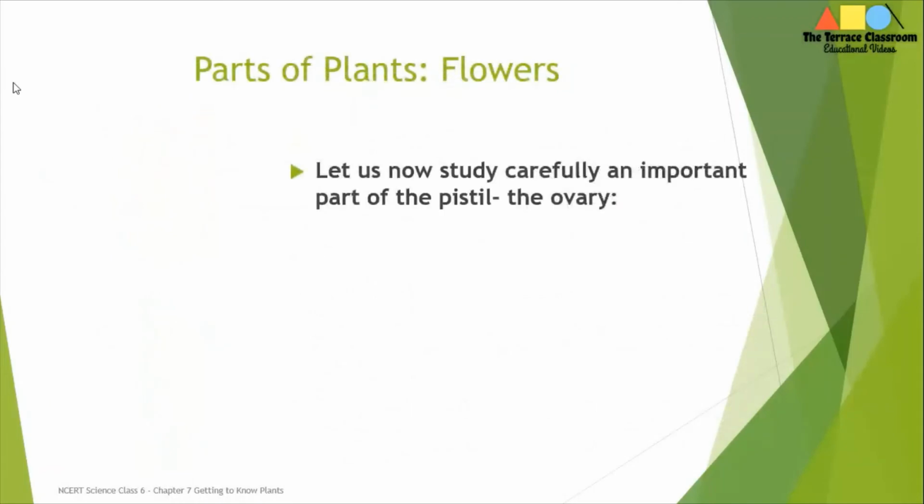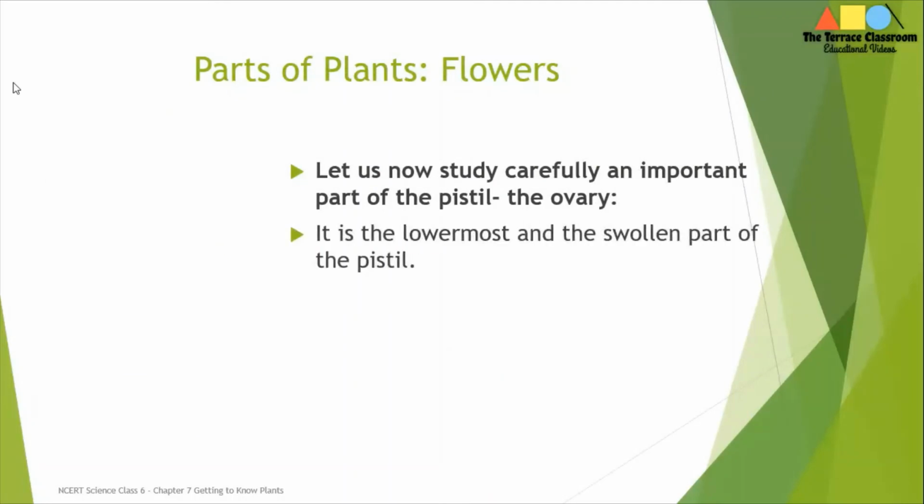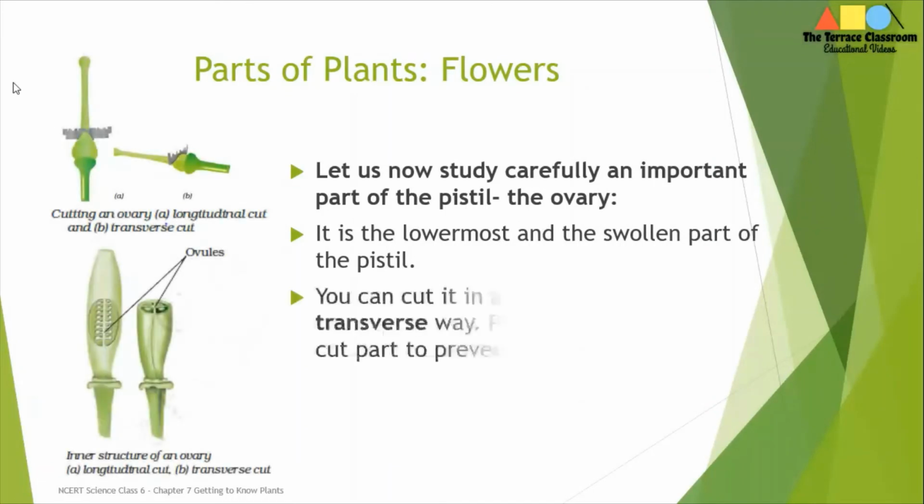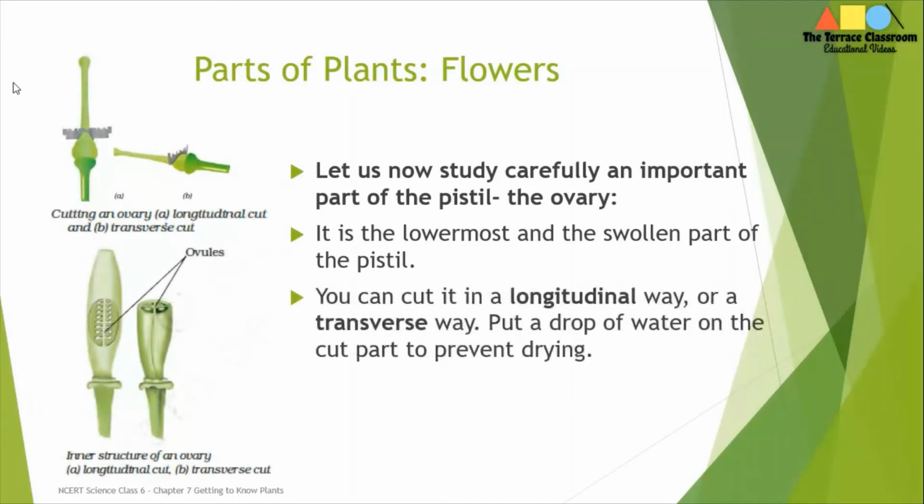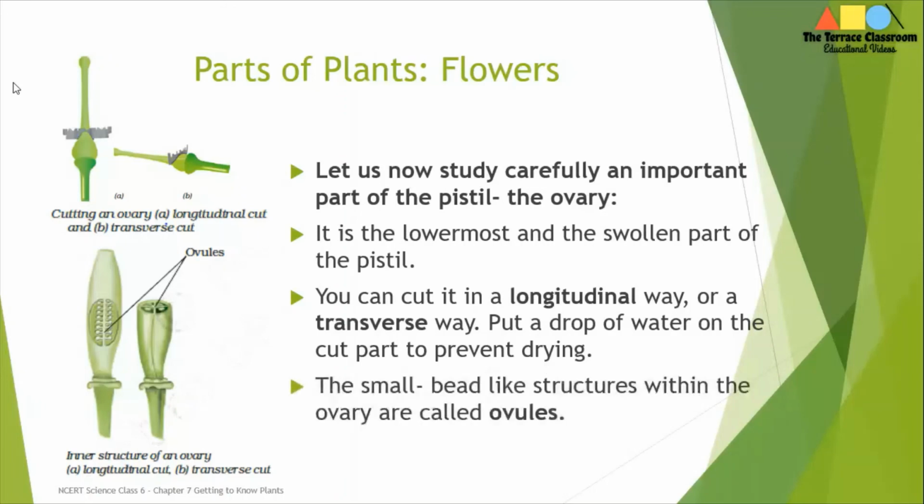Let us now study carefully an important part of the pistil, the ovary. It is the lowermost and the swollen part of the pistil. You can cut it in a longitudinal way or a transverse way. Put a drop of water on the cut part to prevent drying. The small bead-like structures within the ovary are called ovules.